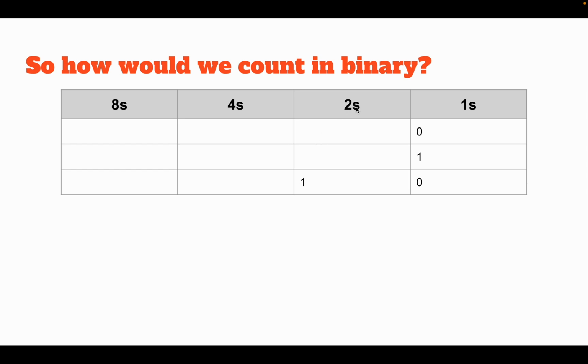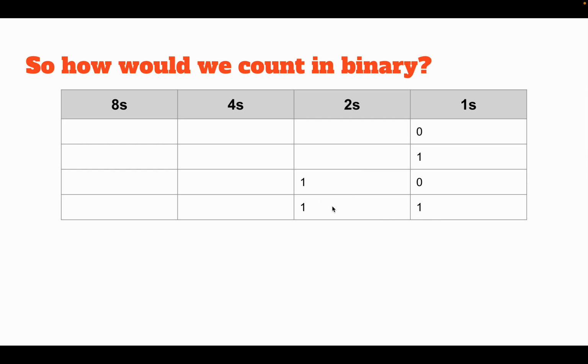So the number 2 in binary is 1 0. It's tempting to say 10. Don't say 10. This is 1 0. I have 1 2 and 0 1s. Then how would I make 3? Think about it for a second. I have 1 2 and 1 1. So to make the number 3, our decimal number 3 in the binary system is 1 1.